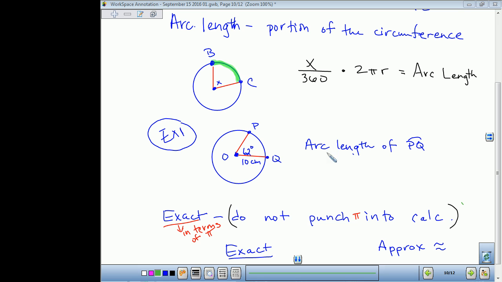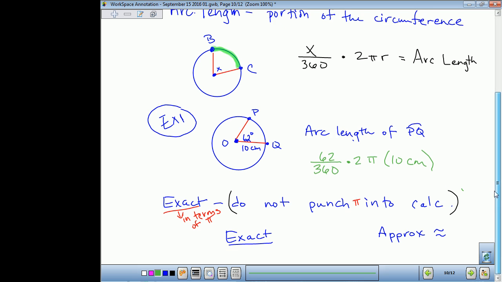Alright, so the question asks us to find the arc length of arc PQ. So that's what we do. We do the arc measure or the central angle measure because they're one and the same. 62 over 360 times 2 pi r. Now, there are 2 forms I could ask for your answer in. I could ask for exact, or I could say in terms of pi. Don't those mean the same thing? Or I could ask for an approximate answer.